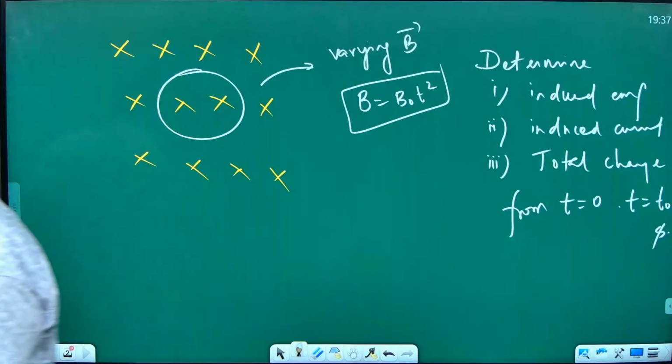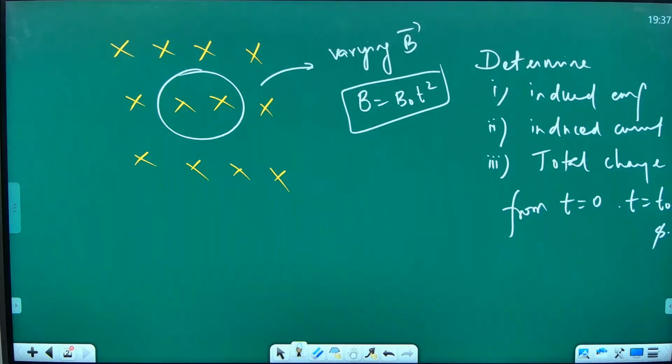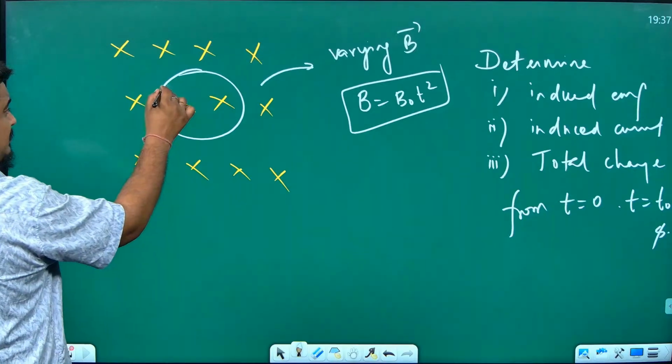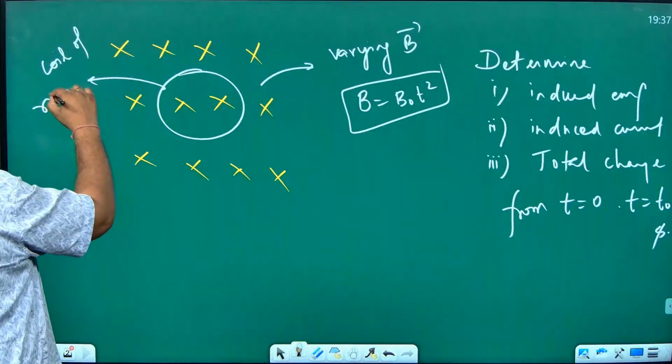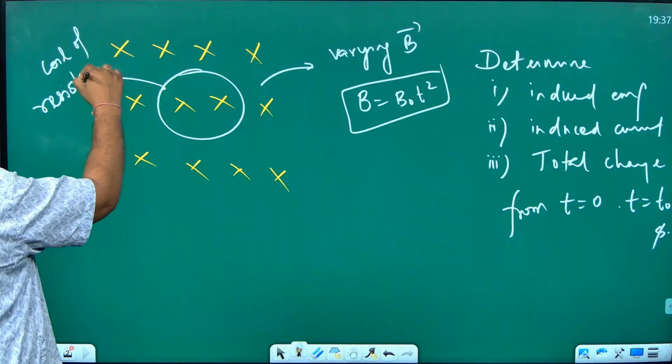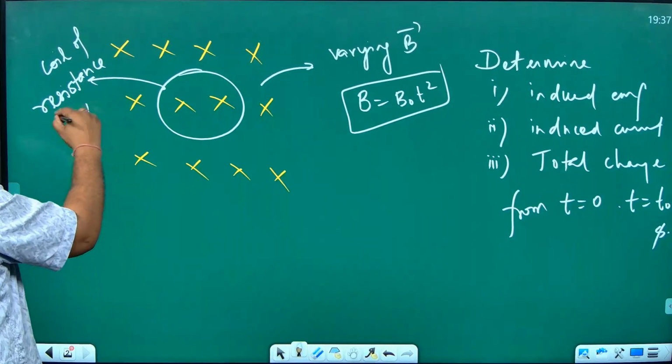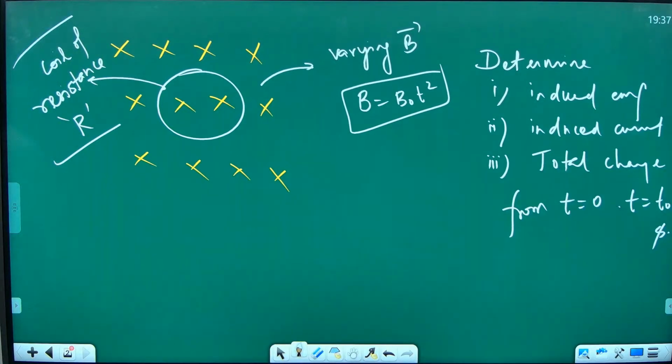This question has come in the board examination in the past. They gave a coil of resistance R.